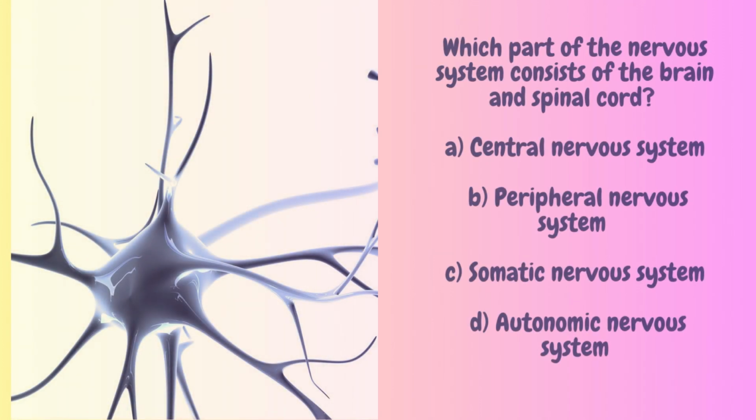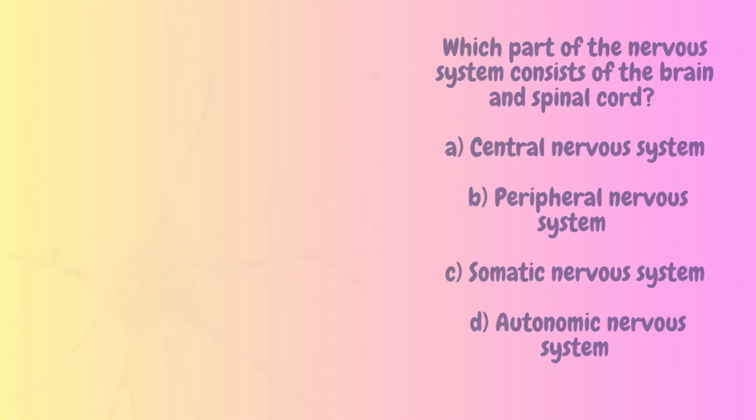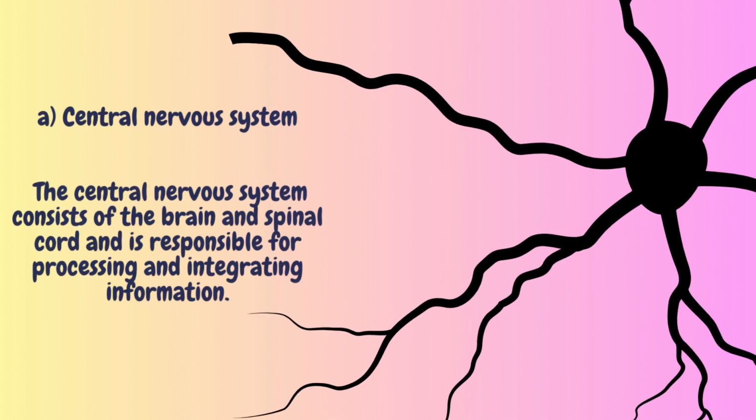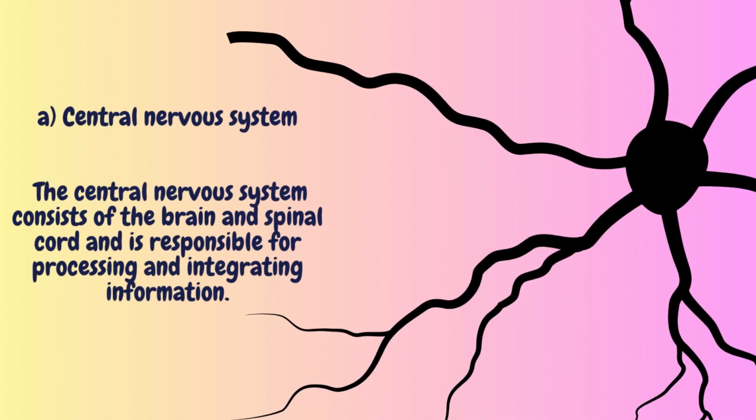Which part of the nervous system consists of the brain and spinal cord? A. Central nervous system. B. Peripheral nervous system. C. Somatic nervous system. D. Autonomic nervous system. A. Central nervous system. The central nervous system consists of the brain and spinal cord and is responsible for processing and integrating information.